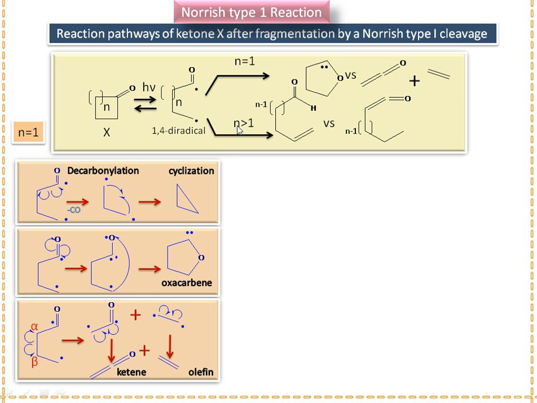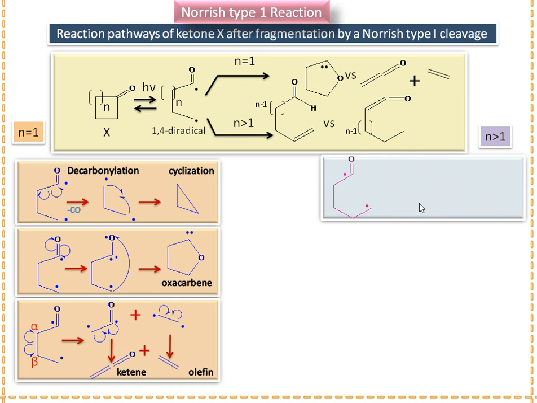For higher cycloalkanones, that is n is greater than 1, recombination of the intermediate cleavage product is possible, which leads to epimerization, or an intramolecular hydrogen abstraction may take place, generating aldehyde or ketene. Alternatively, decarbonylation cyclization is also possible. Now we see the mechanism of this Norrish type 1 if n is greater than 1.